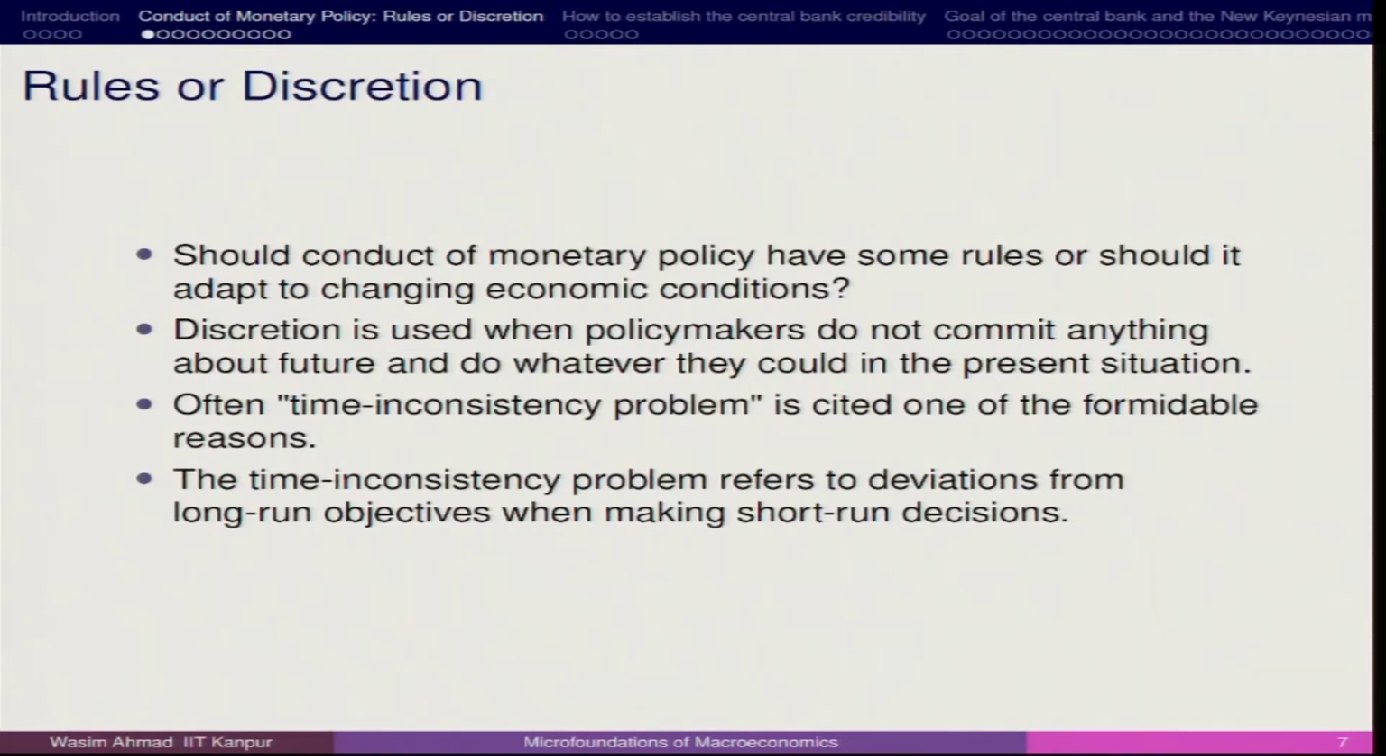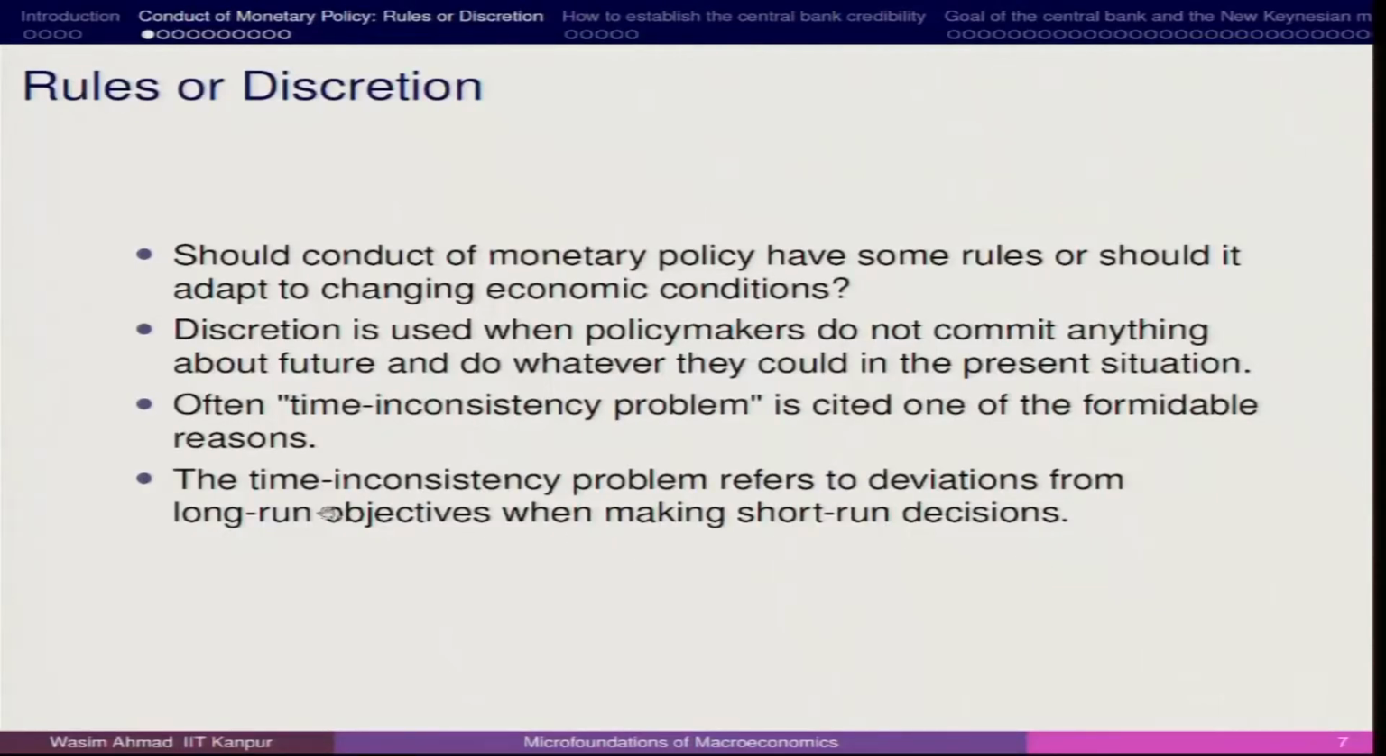What do you mean by the time inconsistency problem? It refers to deviations from long run objectives. Suppose the economy's objective is to achieve a growth rate of 10% and inflation of 4% or 5%. These are long term objectives. Maybe over a period of 2 to 3 years, this particular economy wants to achieve this goal, but you have applied certain discretion to counter certain shocks, and then this may not be possible. So, the time inconsistency problem refers to deviations from long run objectives when making short run decisions. When you are taking short run decisions, how is it impacting your long term?